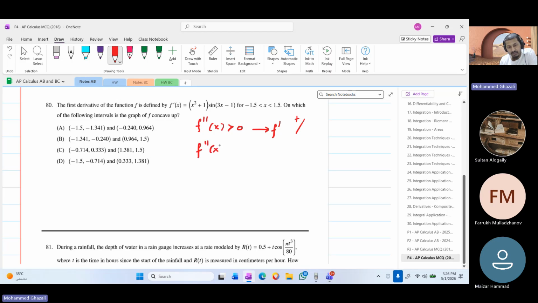And f double prime of x less than 0 means I'm looking for a decrease, a negative slope of f prime. But now I'm not looking for this, I'm looking for the first option. So I will put it on Desmos to see what this graph is between -1.5 and 1.5.